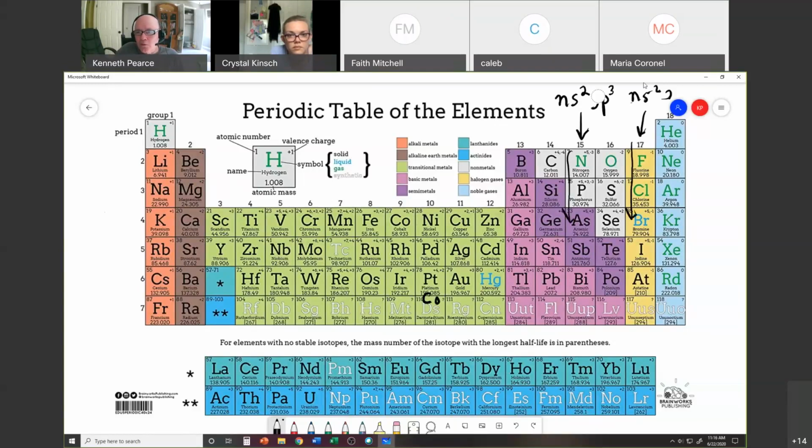Oh, let me correct that, sorry about that. I got so carried away with the row number. It's np3. It would be n, not ns2, but np, what is that? np5, right? Okay. So it'd be ns2 np3 and ns2 np5 for nitrogen and fluorine, respectively. And what does that mean? These are the valence electrons, and they share the same valence electrons.